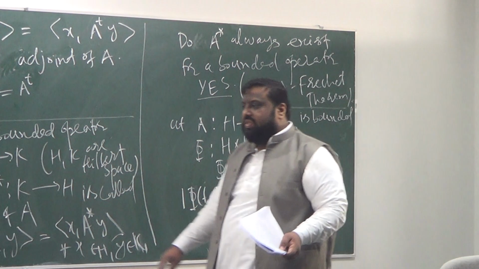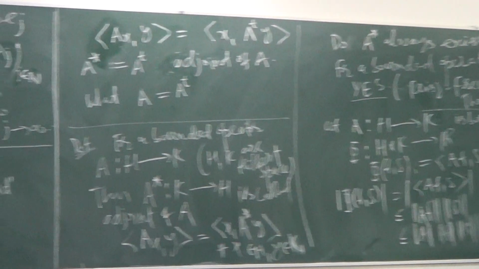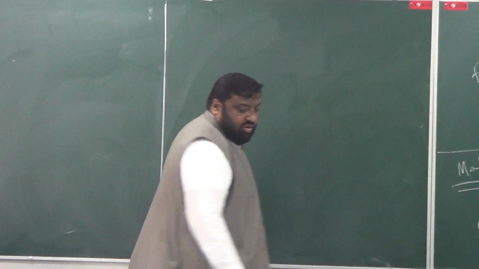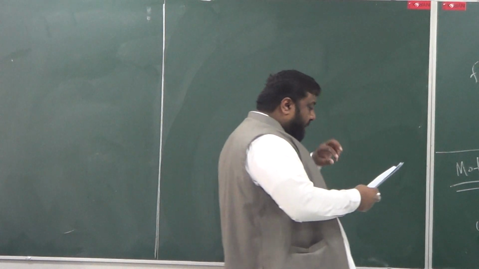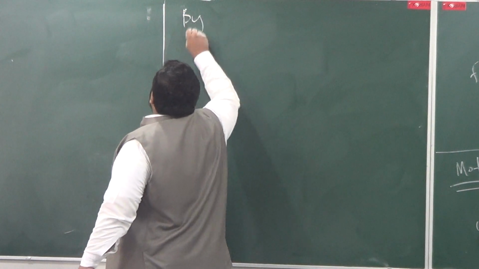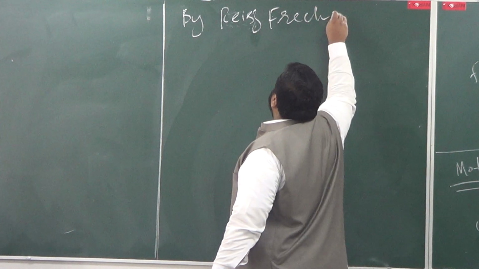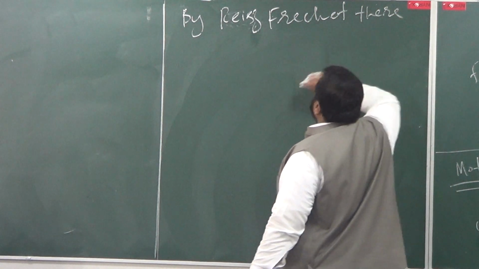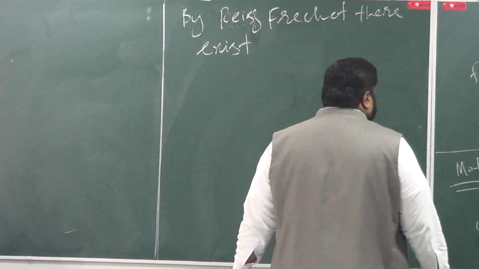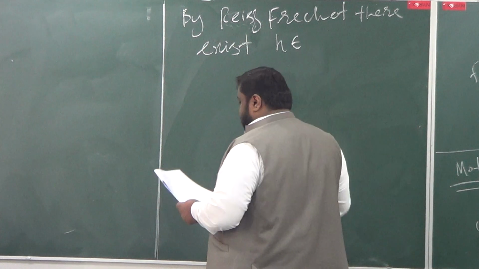And if this is the case, then there exists, by the Riesz-Fréchet theorem, what we are doing now is the theory of adjoint operators, a very fundamental result of adjoint operators. So by this Riesz-Fréchet theorem, there exists an element, small h, in H cross K.